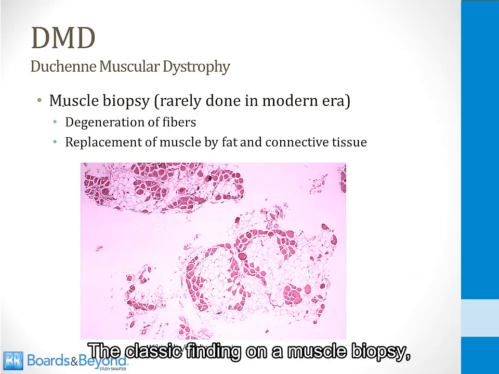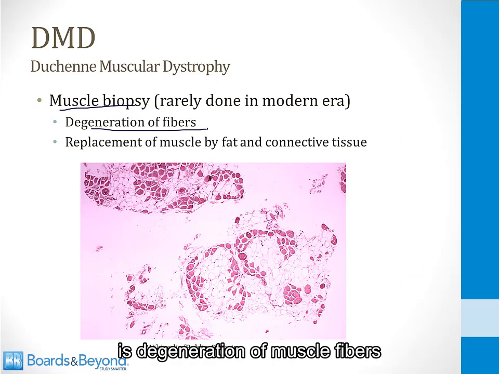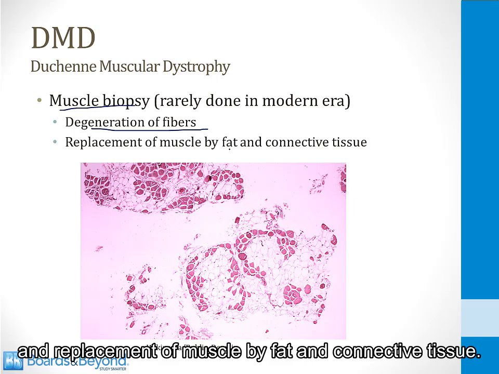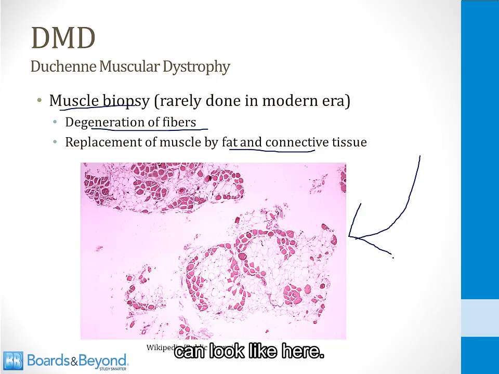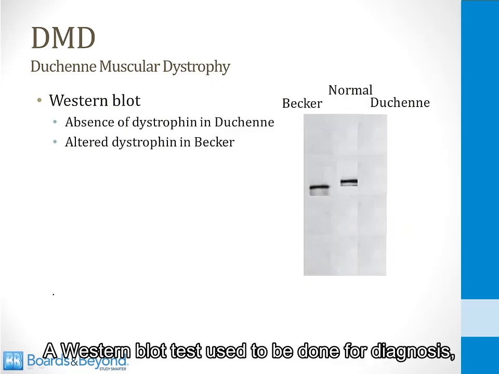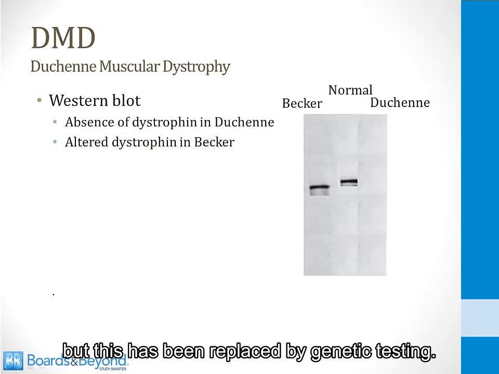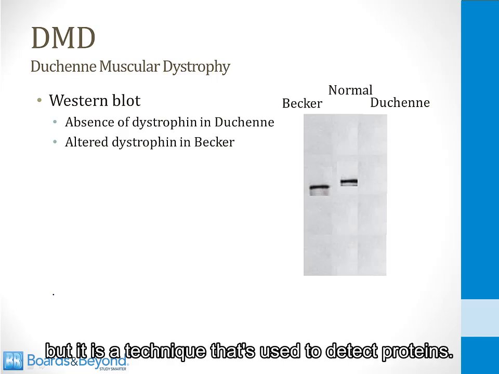The classic finding on a muscle biopsy, which is rarely done in the modern era, is degeneration of muscle fibers and replacement of muscle by fat and connective tissue. This is an example of what a biopsy slide can look like here. The muscle fibers have been replaced with these clear spaces, and that represents fat. A Western blot test used to be done for diagnosis, but this has been replaced by genetic testing. I talk about Western blot in the video on blotting, but it is a technique that's used to detect proteins.